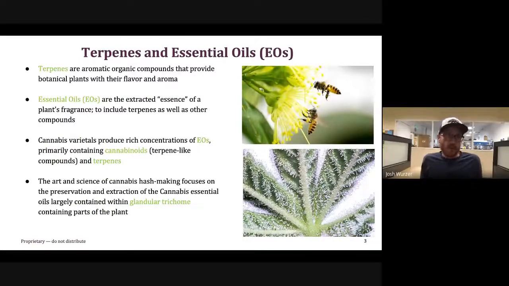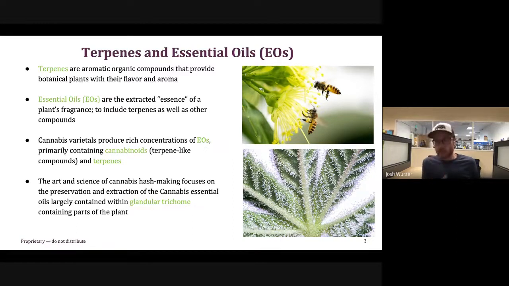So the first question is, what are terpenes? Terpenes are organic compounds. They're usually aromatic and they provide most plants with their flavor and aroma. Chances are, if you haven't heard of terpenes, you've heard of essential oils. Essential oils are the extracted essence of a plant's fragrance, and the predominant constituents of most essential oils are terpenes.